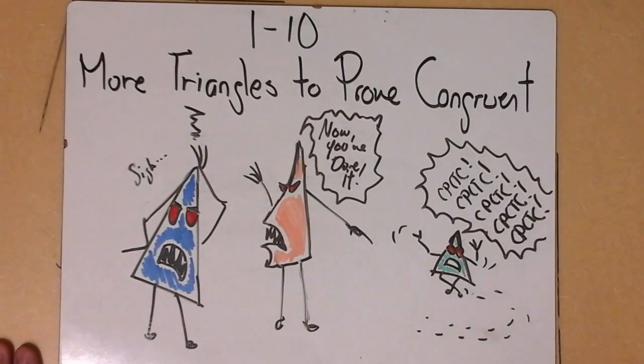Hey guys, okay, we're going to do the video for 1-10, more triangles to prove congruent. Last time we talked about angle bisectors and line segment bisectors along with midpoints of a segment. That video, I didn't get to do an angle bisector, so I'm going to do that now.